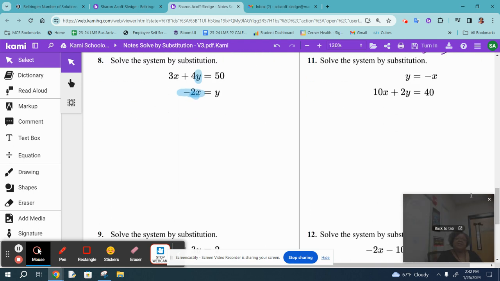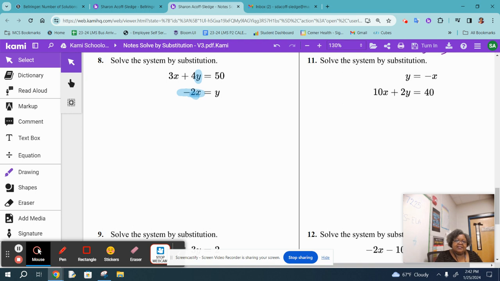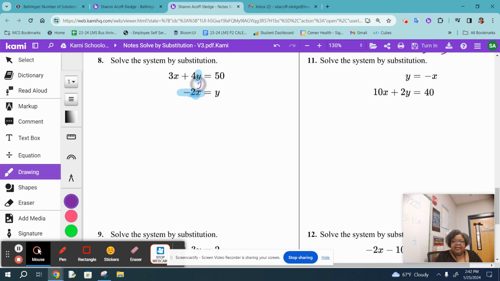All right, so I'm going to take this negative 2x and I'm going to put it right here. All right, and so this is going to be 3x plus 4 times y, which is negative 2x, equals 50. Do y'all see why I put that like that?